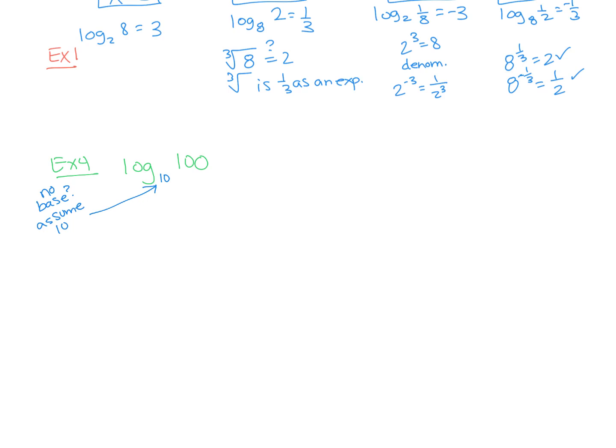So remember, we're going to set it equal to x so that I can use my backwards C method to rewrite this as an exponential equation. And I'm going to look at this. I'm going to think of my answer and I know that 10 squared is 100. So x must be 2. So the answer to this logarithm is 2.